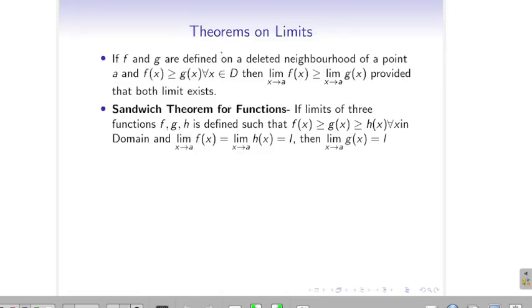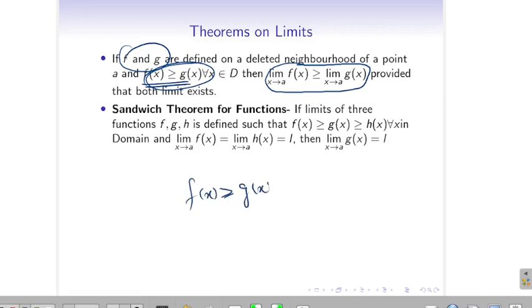Next, we have some other theorems. If you have two functions f and g defined on the deleted neighborhood, and at every point in the domain the function f(x) is greater than or equal to g(x), as you can see here, then what will happen? If the function is greater, then its limit will also be greater than the other function's limit. So if f(x) is greater than or equal to g(x), this implies that the limit of the first function will also be greater than or equal to the limit of the second function.